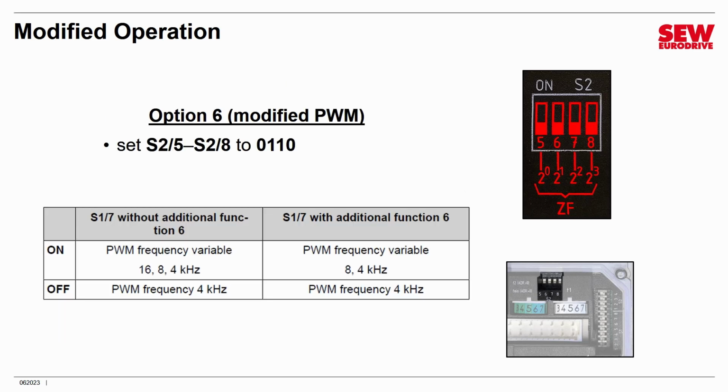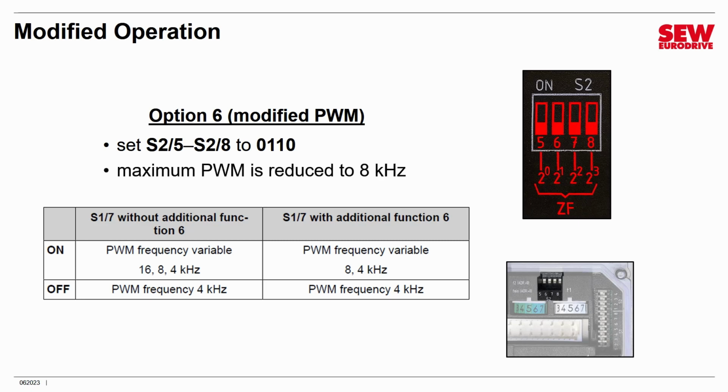The other one I'm going to look at is option 6. It's called the modified PWM feature, and you set your switches to 0110. What this does is it allows you to have an alternative automatic PWM. If you activate variable PWM or automatic PWM, normally the VFD will choose 16 kilohertz and only downshift to 8 or 4 if it gets too warm. If you activate this feature, it will not use 16, it will only use 8 and 4.